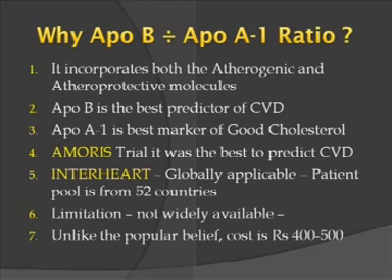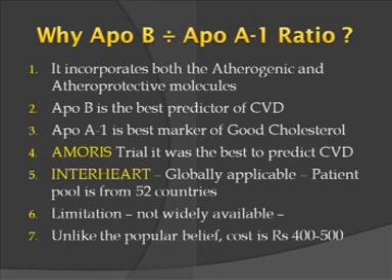Why use the ratio of ApoB to ApoA1? ApoB we know is the representative molecule of all the atherogenic proteins. ApoA1 likewise is the representative of all atheroprotective molecules. So a ratio of ApoB to ApoA1 incorporates both the atherogenic and the atheroprotective molecules. ApoB is the best predictor of CVD, even beyond LDL, even beyond NHDL. ApoA1 is the best marker of the so-called good cholesterol or the HDL cholesterol.